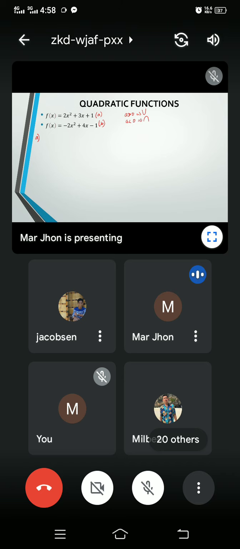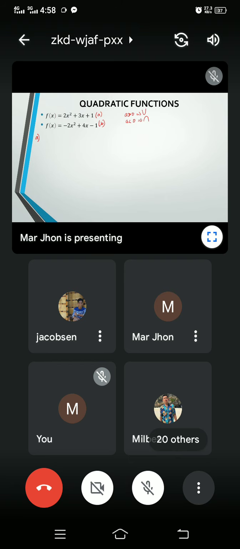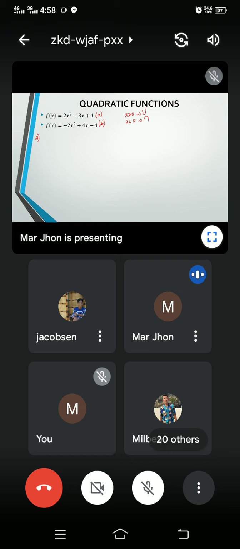First is factoring. Second is by the quadratic formula. So by using the quadratic formula. And the third one is by completing the square. So any of these is fine as long as you get the roots. This will serve as a review of the formula.